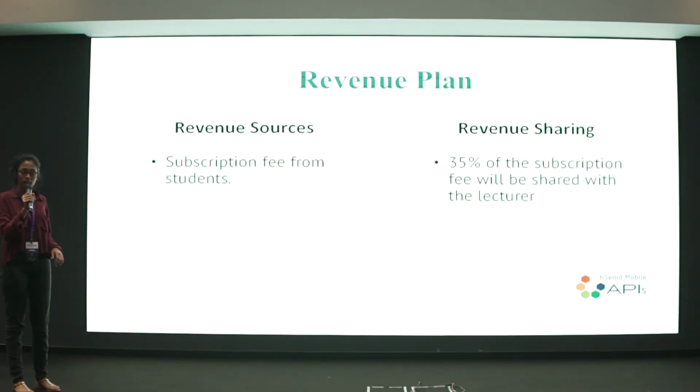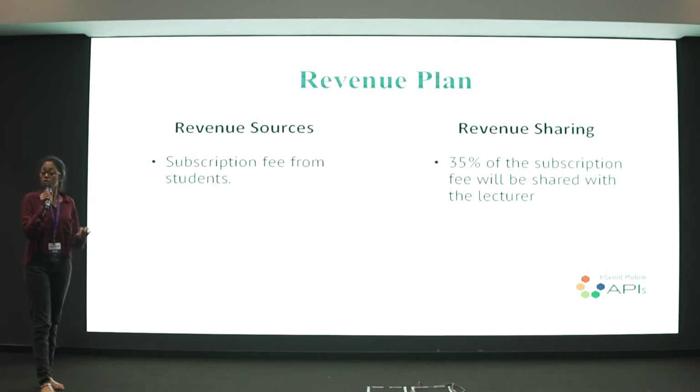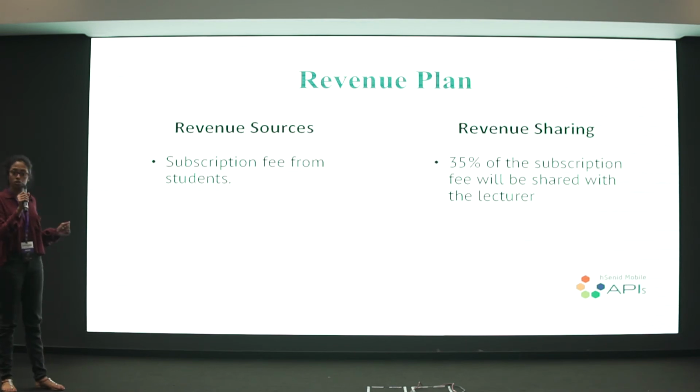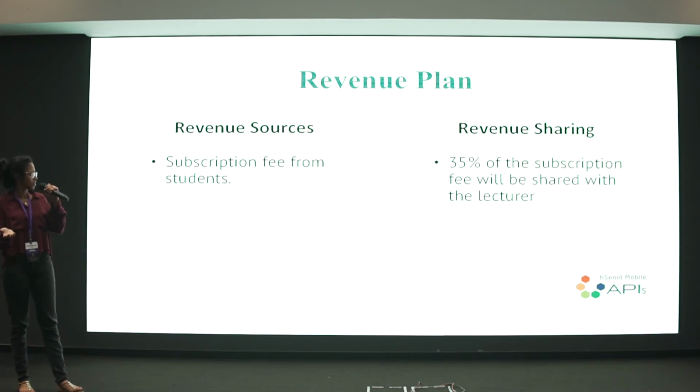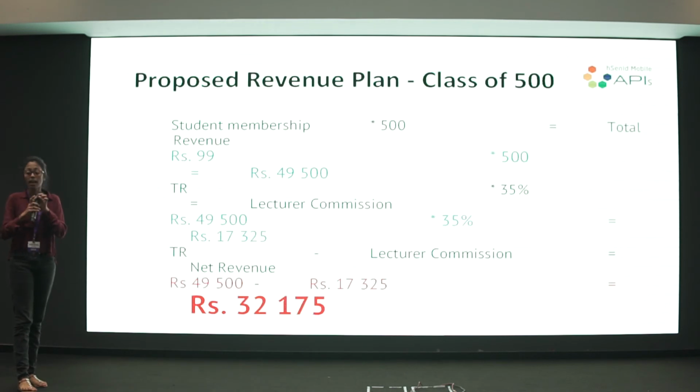This is our revenue plan. Our main revenue source is a membership we obtain from our students. This revenue will be shared with our lecturers, with 35% from the subscription. And this is a proposed revenue plan. We can see that from a class of 500 students per month from one lecturer, we can earn 32,175 rupees after the commission of 17,325 for the lecturer.